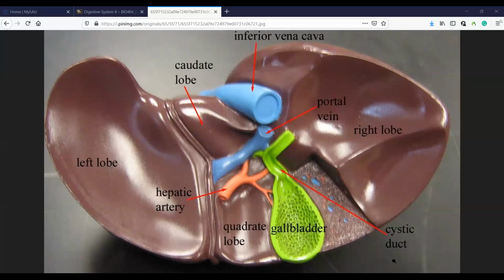So this is the backside of the liver. The liver has a series of these peritoneal folds that hold it in place. Those are called ligaments. And one of those ligaments, the falciform ligament, you can see it here, breaks the liver into the left and the right lobe. You can see the right lobe is much bigger than the left lobe.